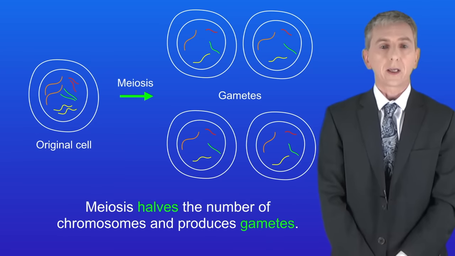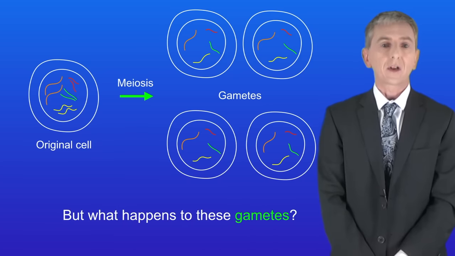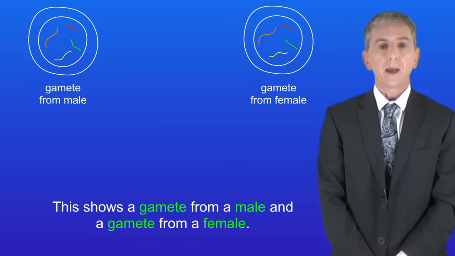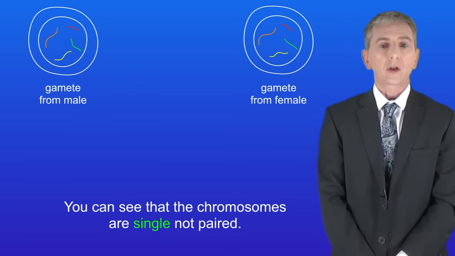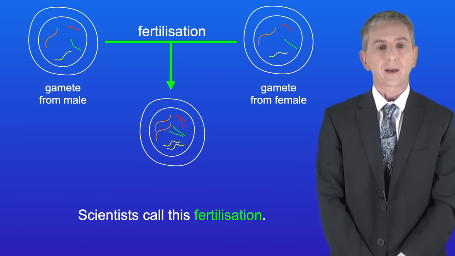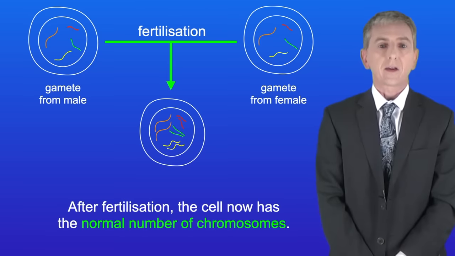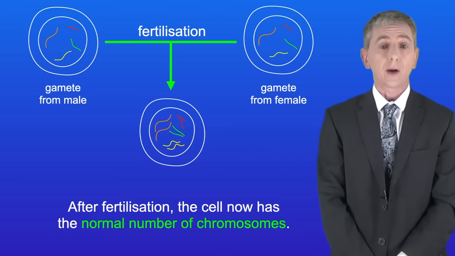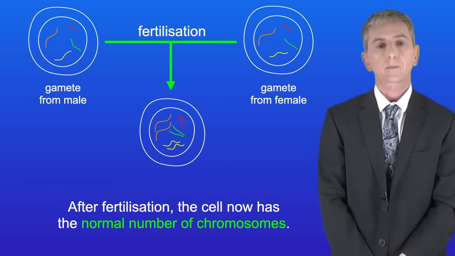Okay, so as we've seen, meiosis halves the number of chromosomes and produces gametes. But what happens to these gametes? We're going to look at that now. I'm showing you here a gamete from a male and a gamete from a female, and you can see that the chromosomes are single, not paired. In sexual reproduction, these gametes join together like this, and scientists call this fertilisation. Now the key thing is that after fertilisation, the cell now has the normal number of chromosomes.